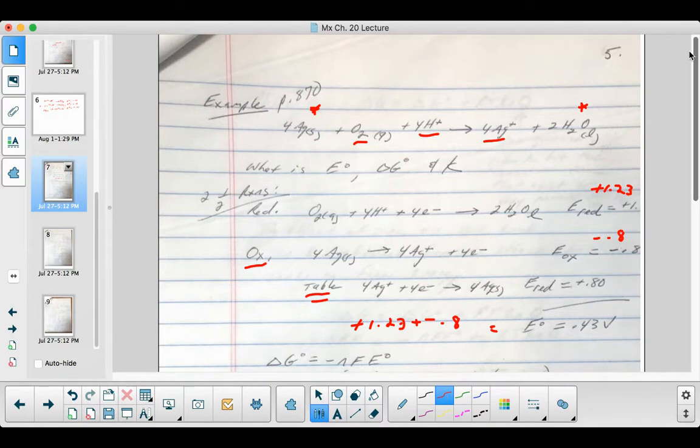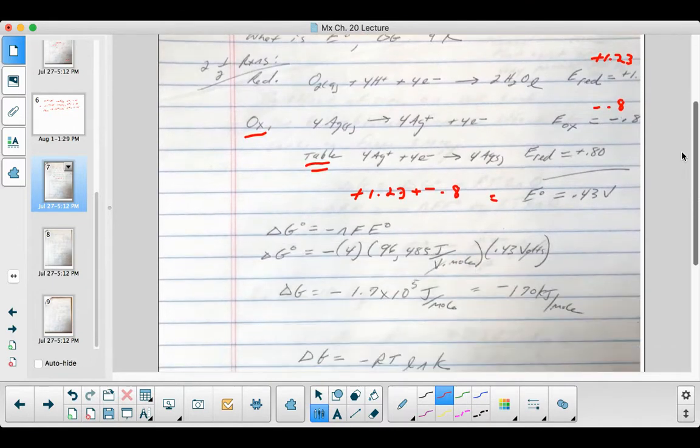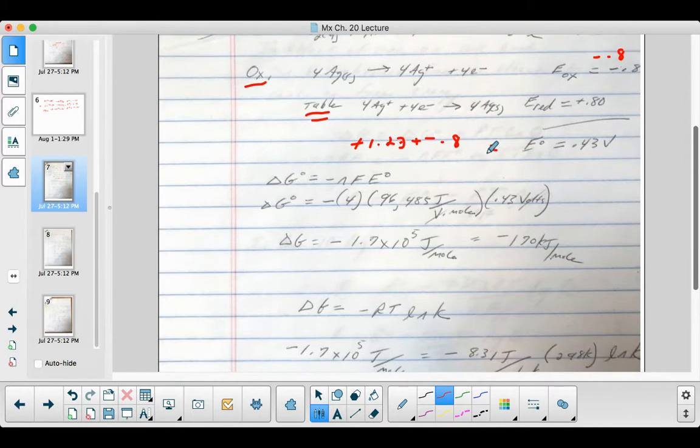Okay, so then the next part of the calculation asks me to find the delta G. So delta G is equal to negative nFE. I can see that there are 4 moles of electrons transferred in this cell. So I take the 4, multiply by Faraday's constant, and then multiply by the volts that I just calculated here. You can see that all of your units cancel. So now my delta G for this reaction is going to be negative 1.7 times 10 to the 5th joule per mole, or negative 170 kilojoule per mole.